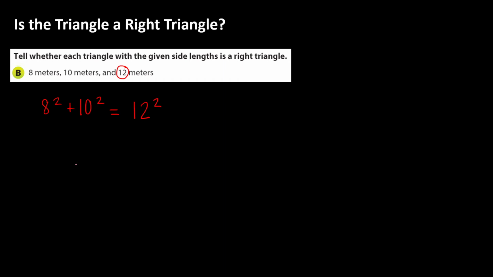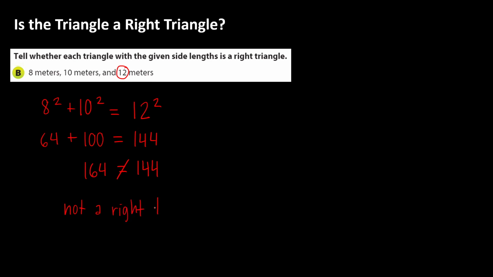And like before, we're just using order of operations and determining if the left side equals the right side. So this would be 64, 8 squared is 64, plus 10 squared, which is 100, is equal to 12 squared, which is 144. So 64 plus 100 is 164. And on the right side, we have 144. So here's the thing. 164 is greater than 144. They are not equal to each other. So in this instance, a triangle with side lengths of 8 meters, 10 meters, and 12 meters is not a right triangle.